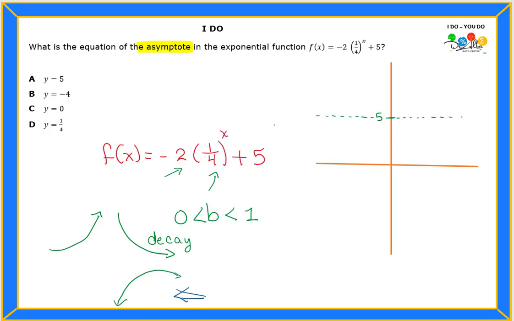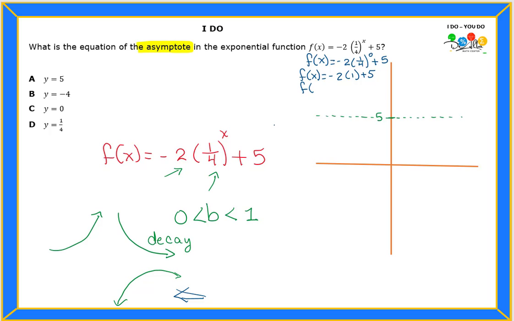What we're going to prove is why we say that 5 is the asymptote. The first thing I want you to do is replace x with a 0, because I'm trying to find the y-intercept. So f of x equals negative 2 times 1/4 to the 0 power plus 5. Anytime you raise something to a 0 power, it equals 1. Therefore, f of x equals negative 2 times 1 plus 5.